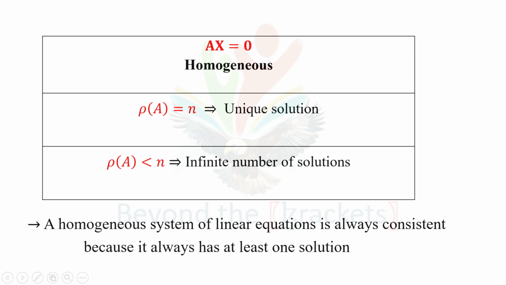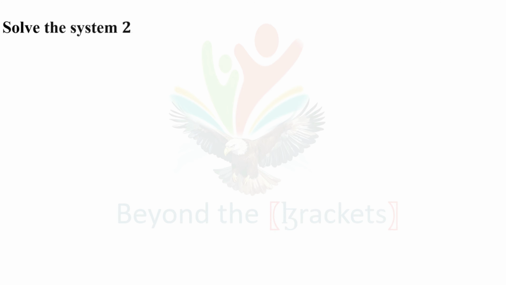A homogeneous system of equations, Ax is equal to 0, has a unique solution, that is the zero solution, when the rank of A is equal to the number of unknowns. On the other hand, if the rank of A is less than the number of unknowns, then the system has infinitely many solutions called non-zero solutions. Let's proceed to solve the first question.